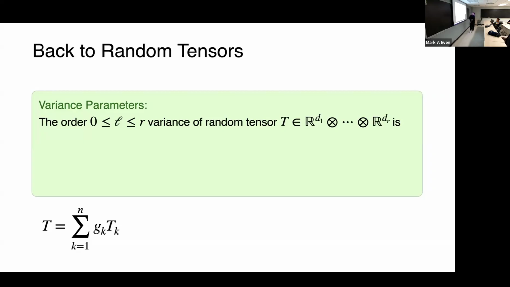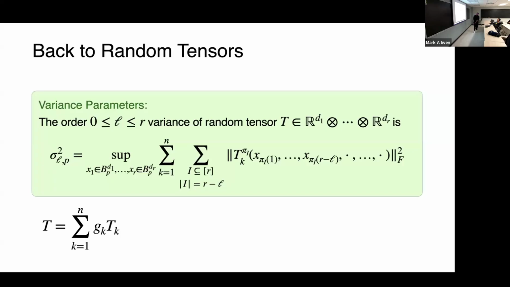Okay? And so the order L variance parameter of this tensor, which is fully determined by these TK, is this quite large thing, but it looks scarier than it actually is, right? So ignoring the first sum for a moment, what do we have? I have the inner sum, which is nothing but, okay, I fix x1 through xr, and I fix k, and then what is this? It's nothing but all order L contractions of tk using the different x1 through xr.